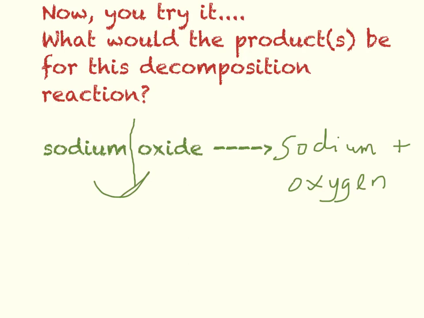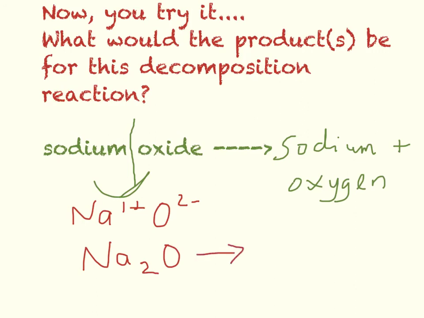Let's write a skeleton equation for this. So our sodium oxide, we need to crisscross charges. So Na is 1+ and O is 2-. So after crisscrossing, I get Na2O, and that's going to produce sodium metal. Now remember that metals exist as single atoms when they're by themselves, and oxygen gas. And hopefully you remembered that oxygen gas is O2.